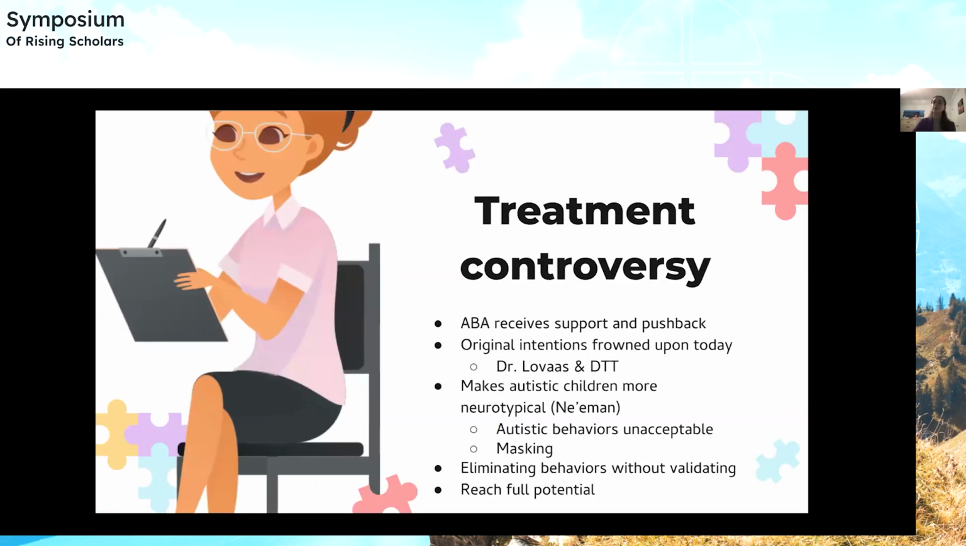There is, however, also some controversy when it comes to treatment, and ABA in particular has some controversy surrounding it. So, a lot of critics point to its roots as discrete trial training in the 1960s as a reason why it should no longer be used today. Back in the 1960s, they used electric shocks and other punishments to incentivize positive behaviors. While this is no longer the case, a lot of critics still point to its use as simply making autistic people more neurotypical as opposed to accepting them for who they are.